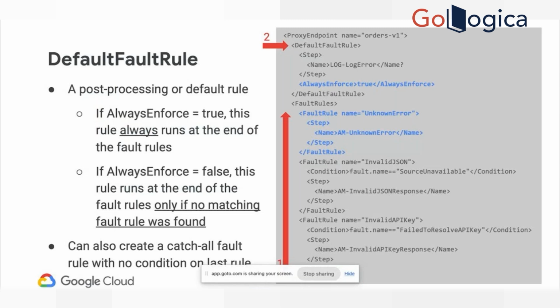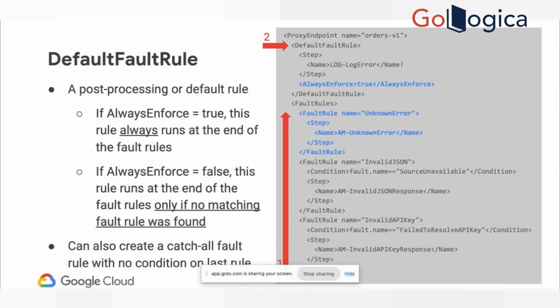Now in the default fault rule there is a flag called always enforce. You can set this as true. If you set always enforce as true, then even if one of the fault rules is executed, after that fault rule, APG will execute the default fault rule section.